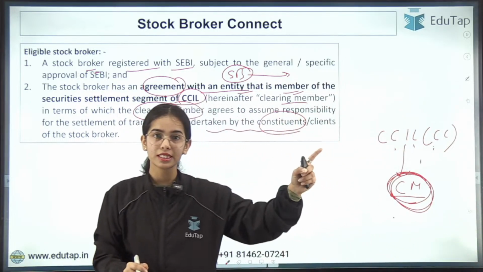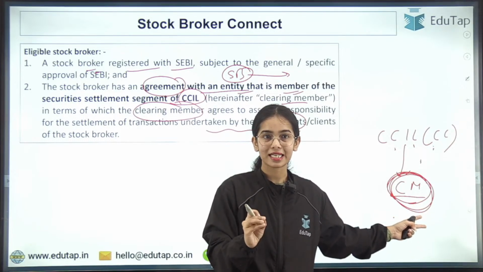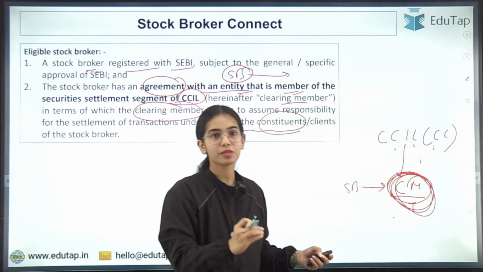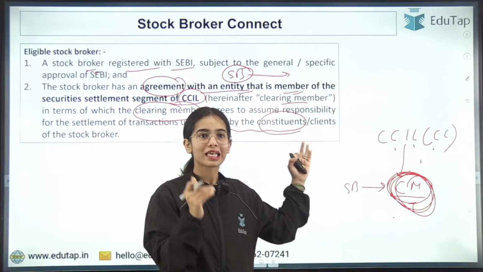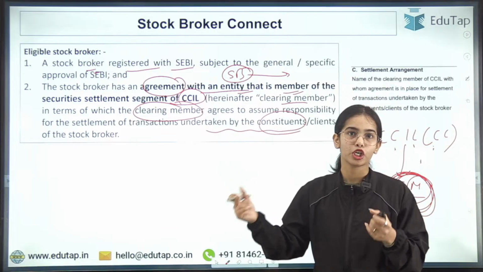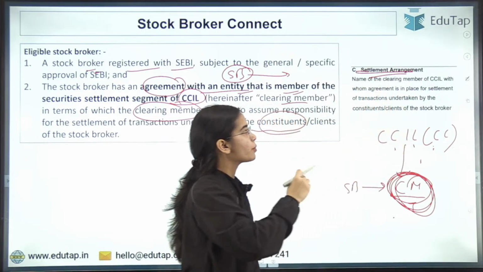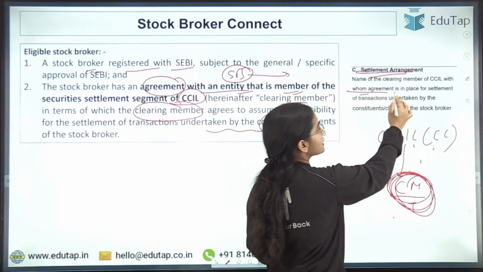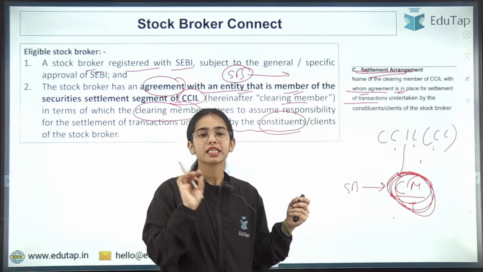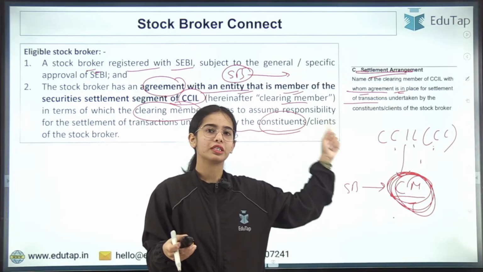So the stockbroker should be registered with SEBI, as well as have an agreement with a clearing member that is a member of the security segment of the CCIL. The clearing member will take the responsibility of settling the transactions on behalf of the clients of the stockbroker. So these are the eligible stockbrokers that are registered with SEBI and have the agreement with the clearing member. Here it is written under the guidelines that a settlement arrangement is required. So the name of the clearing member of the CCIL with whom an agreement is in place for settlement of transactions undertaken by the clients of the stockbroker, the individual clients, individual members or individual customers of the stockbroker, okay? So there is a settlement arrangement that is required by the stockbroker with the clearing member, okay?